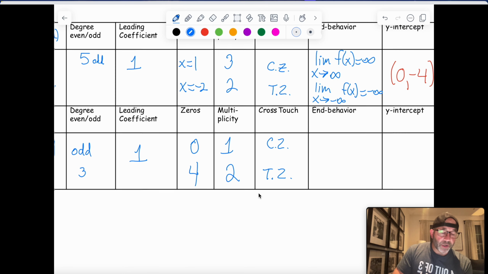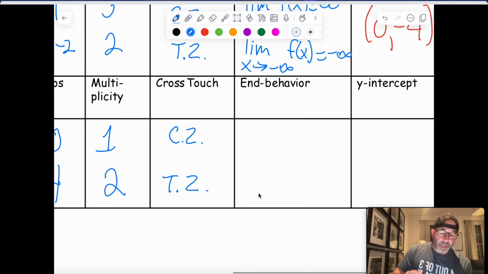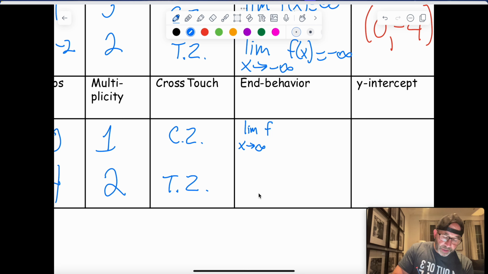The behavior of this function, it's a third degree polynomial. It's not reflected. So the behavior for this is going to be that as the limit as x approaches infinity, my y value is going to go up. And as my graph goes to the left, my graph is going to go down.